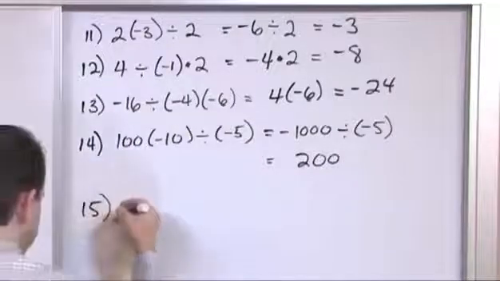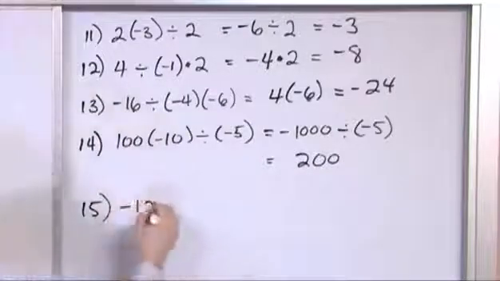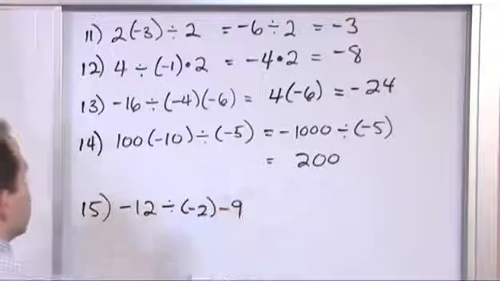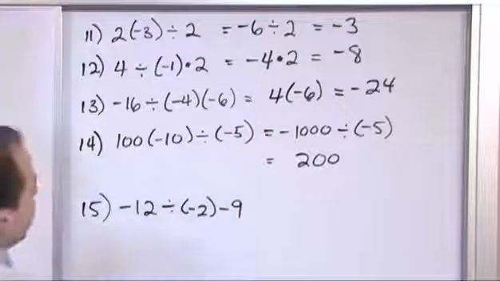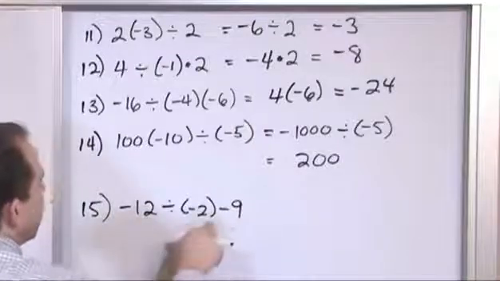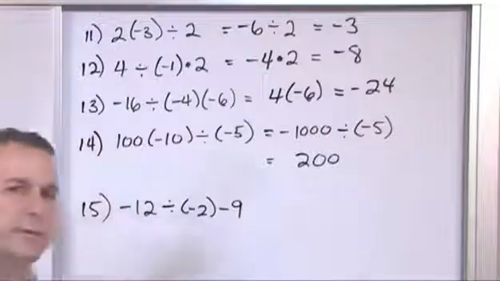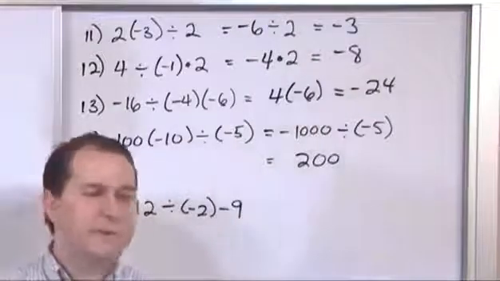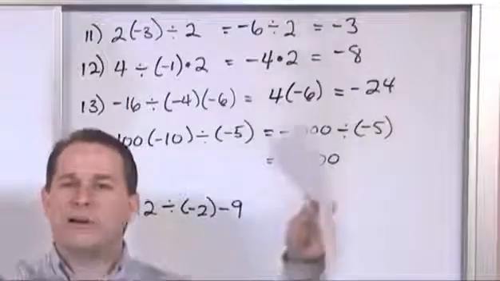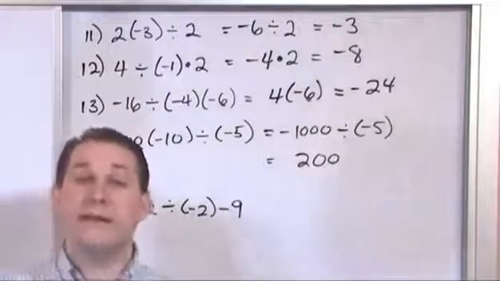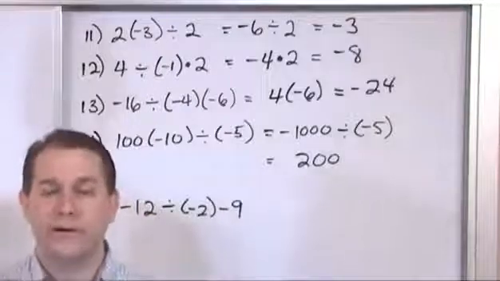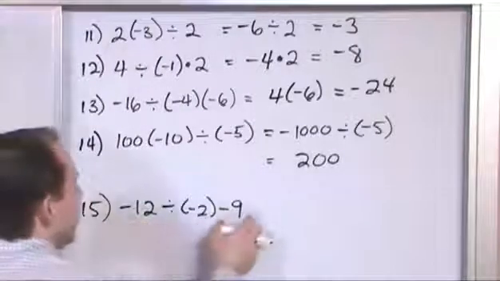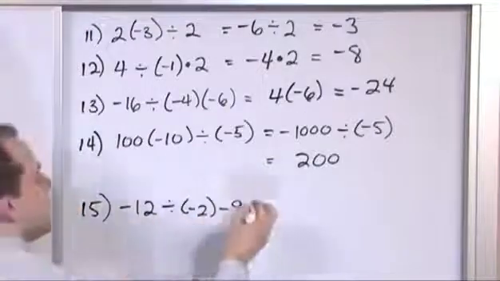Next problem. Let's say we have negative 12 divided by negative 2 minus 9. And so here you see what we have is we have division going on, and then we have some subtraction. Now always remember, and we're going to learn about this in another section as well, but division and multiplication are at a higher level. They're more important, you could kind of think of it, than adding and subtracting. You always do them first, if you can, if you have them in the same line. So here we have division, here we have subtraction. So we're going to work on the division first.